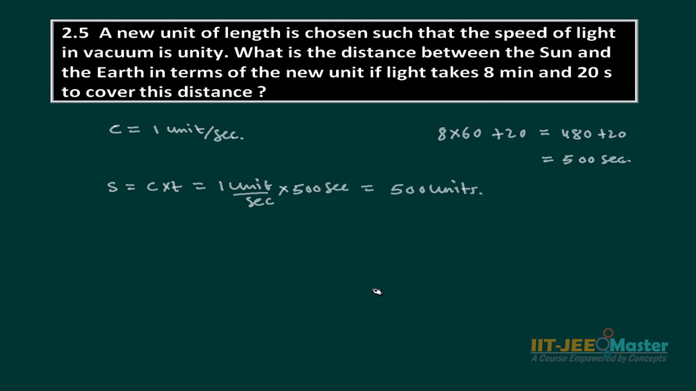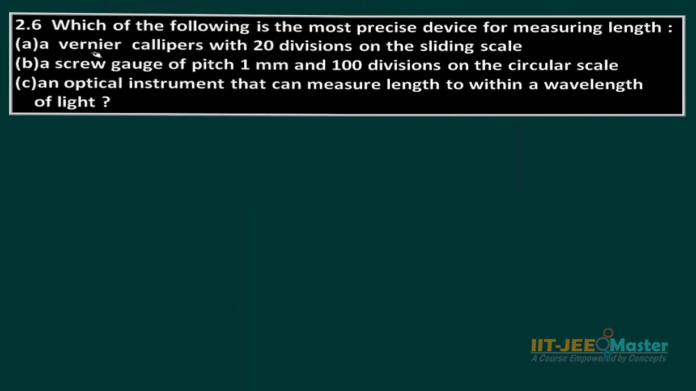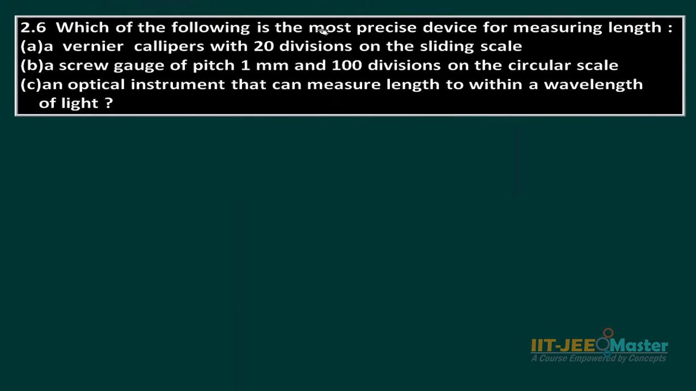Let us see next problem. Which of the following is the most precise device for measuring length? A vernier caliper with 20 divisions on the sliding scale. Let us find precision of this instrument first. It will be 0.1 upon 20, that is equal to 5 into 10 to the power minus 3 meter, 5 into 10 to the power minus 3 centimeter.